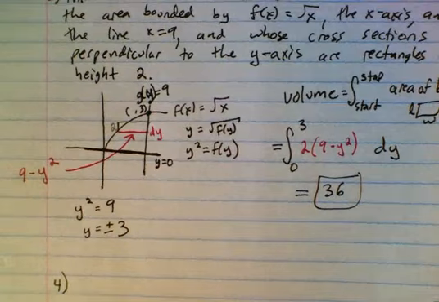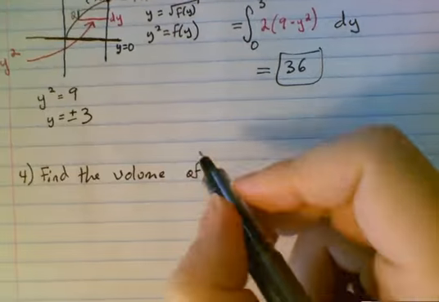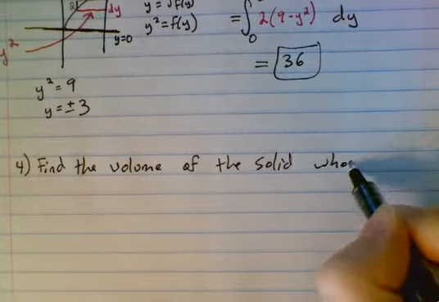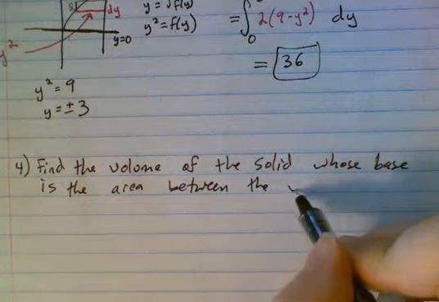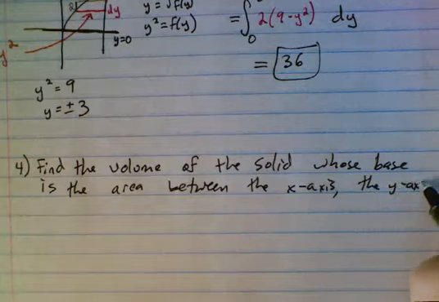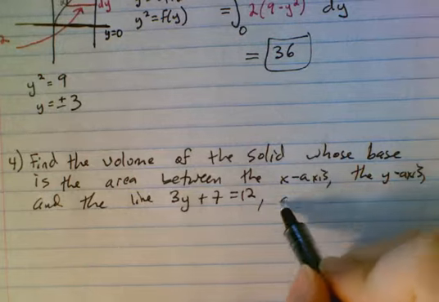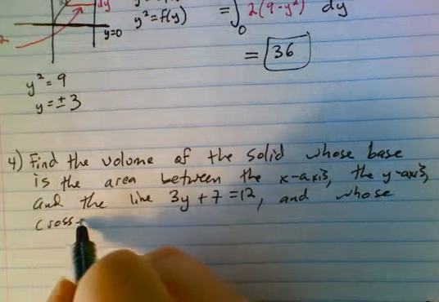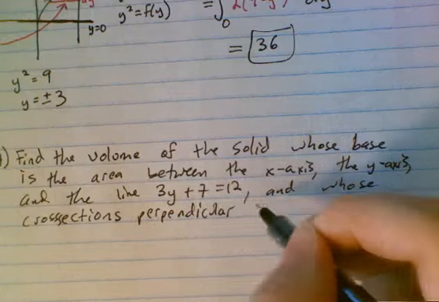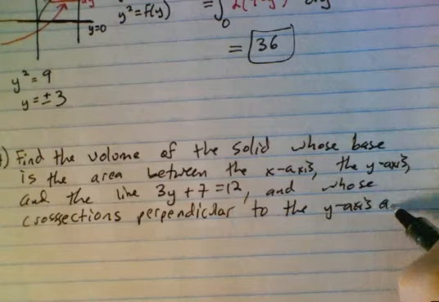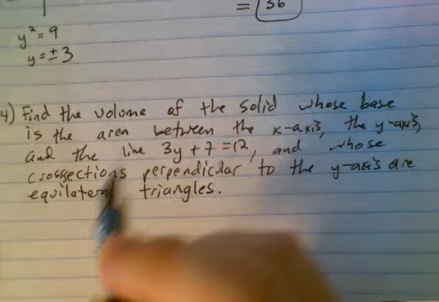So for our final one, let's find the volume of the solid whose base is the area between the x-axis, the y-axis, and the line 3y plus x equals 12, and whose cross sections perpendicular to the y-axis are equilateral triangles. So we start by drawing it.